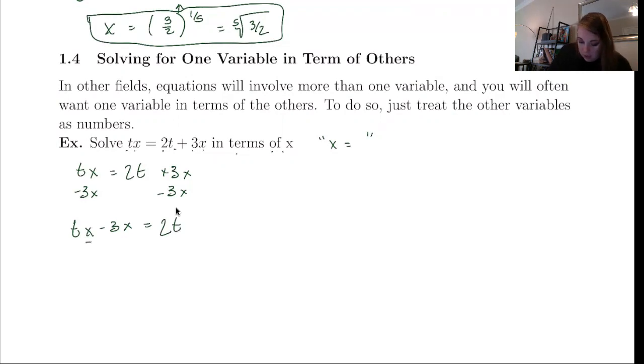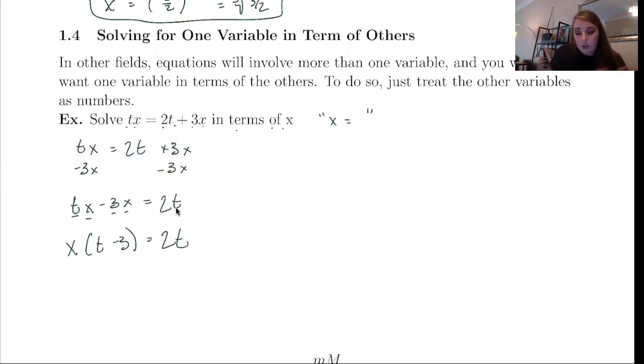Well, now on this side, each term, remember terms are separated by addition and subtraction, has an x in it. So I can pull that x out. That's the whole point of moving everything that has x involved onto one side. So then I can pull it out. So x times (t minus 3) equals 2t. So right, I get a t left over in that one and a minus 3 left over in the second term. All right, cool. Now I have x times something equals something.